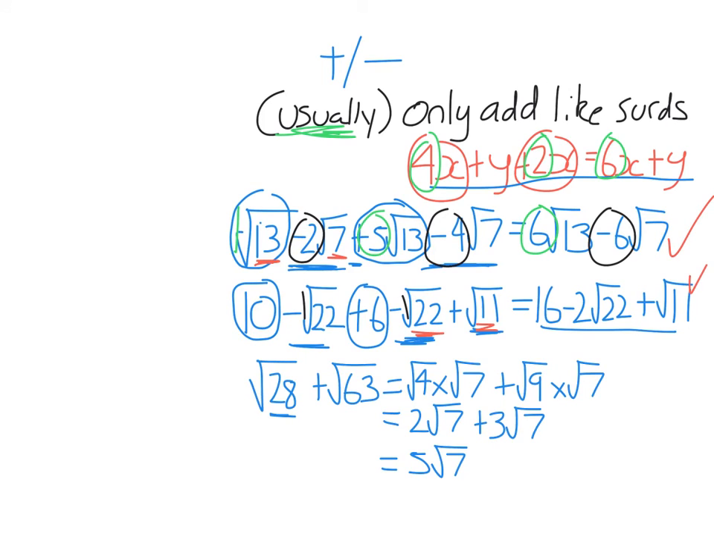But this one here, it turns out they could be simplified. So whenever you're adding or subtracting surds, first see if you can simplify either surd, just like I did on the previous slide.